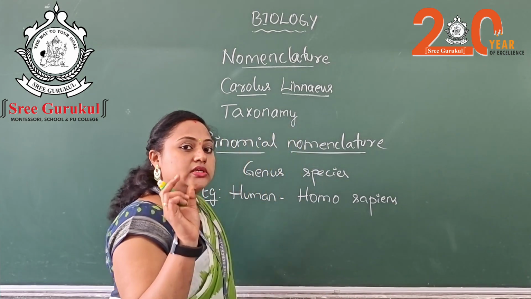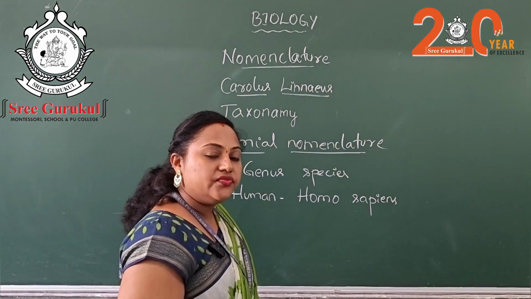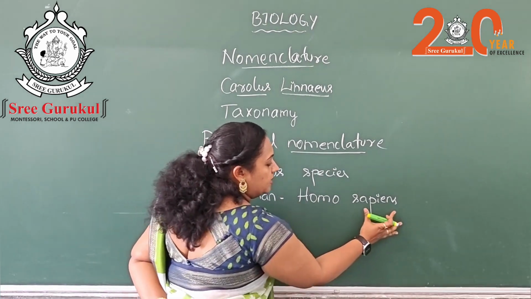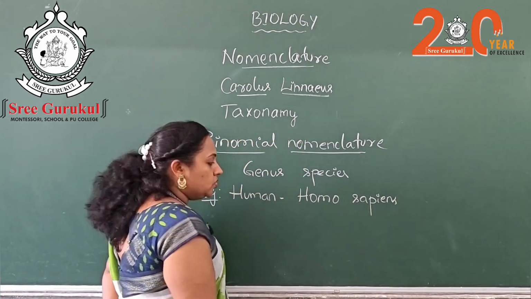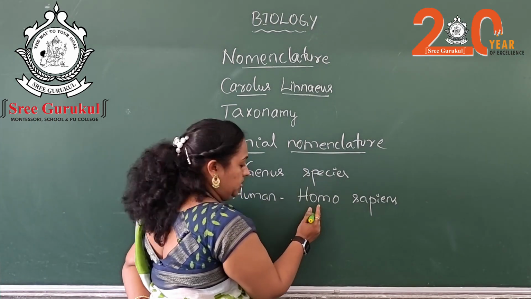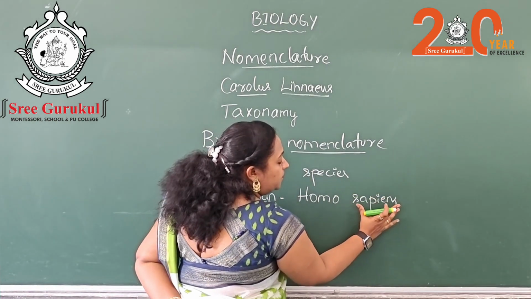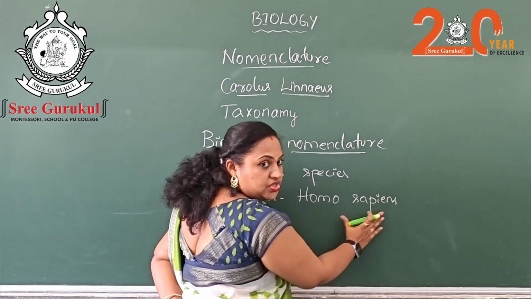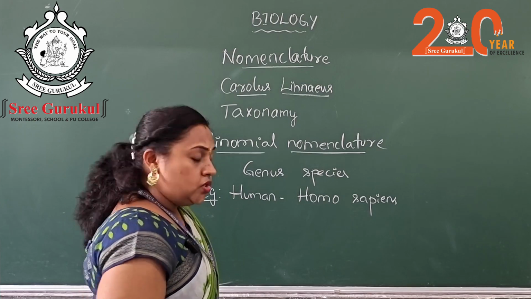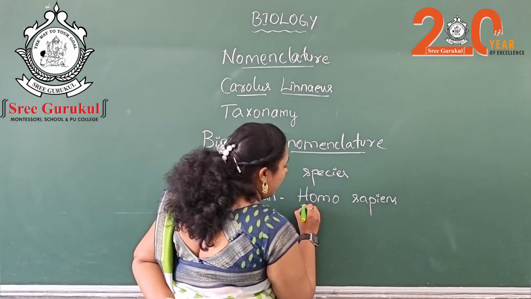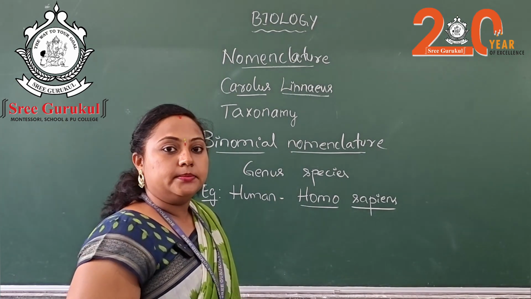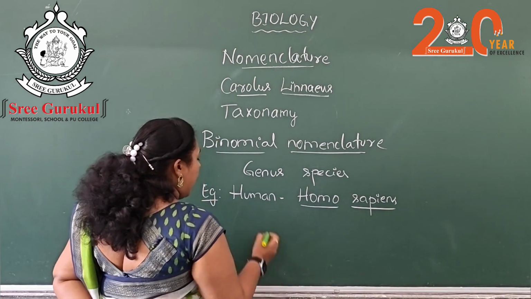There are also certain rules on how to write the scientific name. Observe here, this is the genus name and this is the species name. The first letter of the genus name should always be capital, and the first letter of the species name should always be written in small letter. After writing, you have to underline these two names separately. Okay, those are the rules.